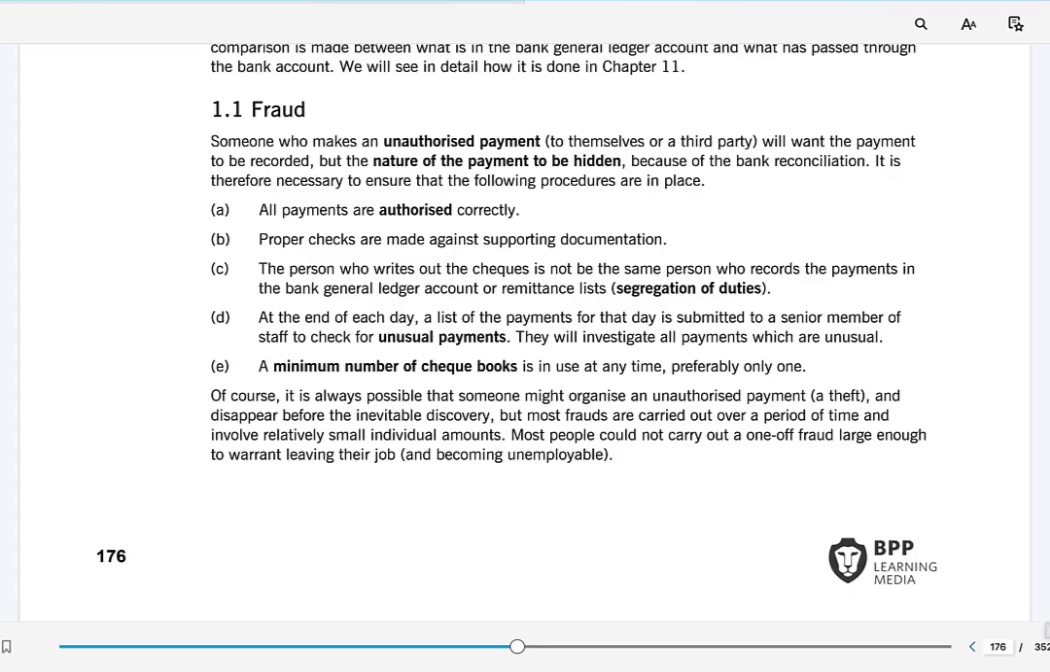Control 6. Bank reconciliation will help detect unauthorized payments. Even if fraud happens, bank reconciliation is a strong detective control because it compares the business records and the bank statement. If a payment goes through the bank but was not properly recorded, reconciliation can reveal it. If an unusual payment appears, the business can investigate. So reconciliation is like the final alarm system.